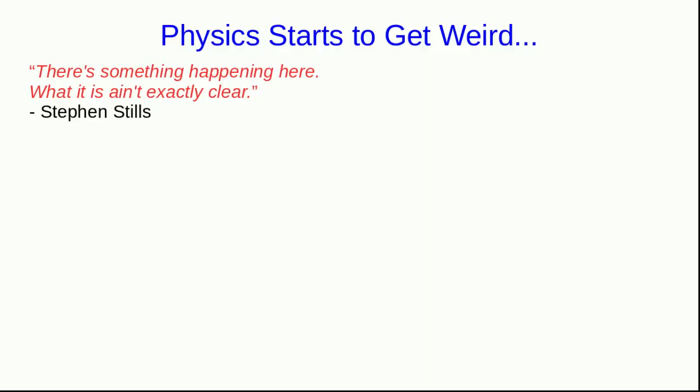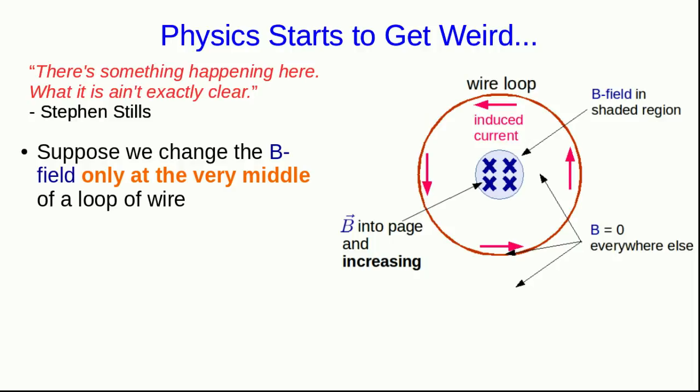Let's think about a situation where we have a wire loop, and there's a region in the middle of the loop where we're making the B field increase. So perhaps there's a solenoid that's just in there, so the solenoid has a much smaller radius than the wire loop that we're thinking of. And the B field outside that long solenoid is approximately 0. So, to a good approximation at least, we are only changing the B field at the very middle of the loop of wire. And yet, because we know that the flux through the wire loop is changing, we know there will be a current induced.